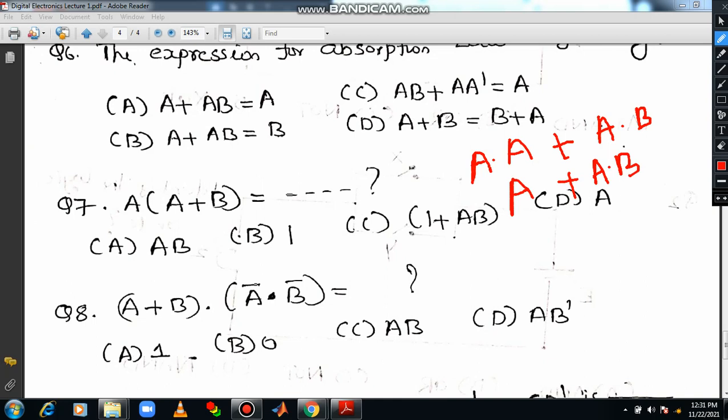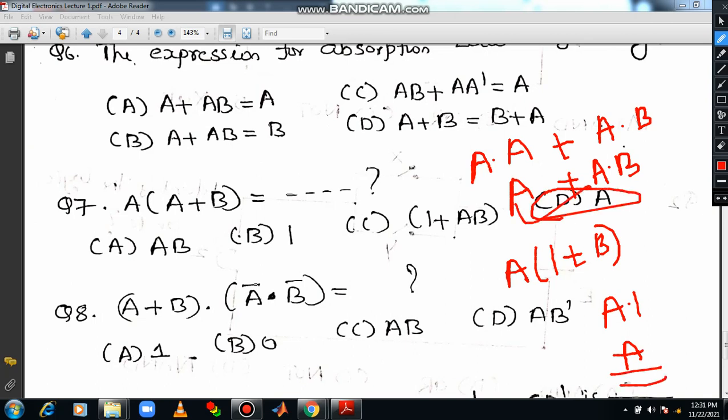Here A is a common factor. Let me take A outside: 1 plus B. Now tell me what is 1 plus B. 1 plus B is nothing but 1. A dot 1 is equal to A. Now which is the correct answer? Option D is the correct answer. Please select option D. Hope you are understanding.